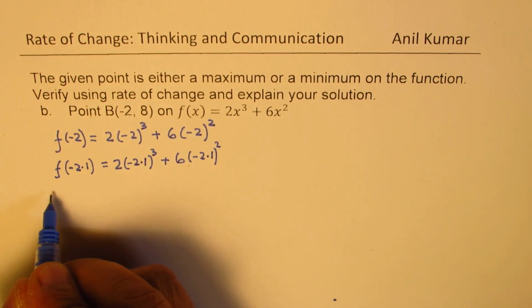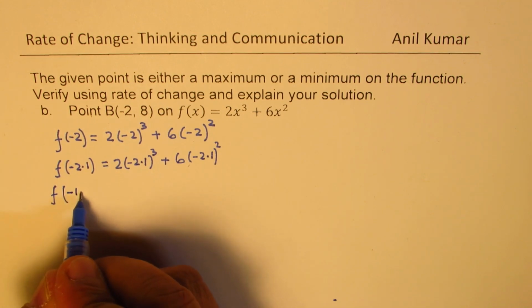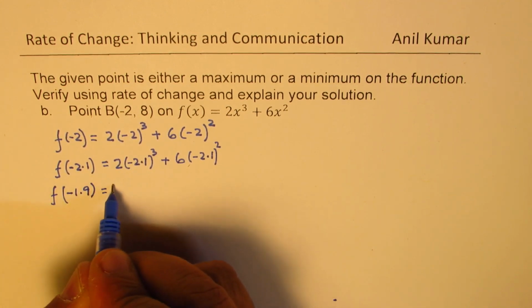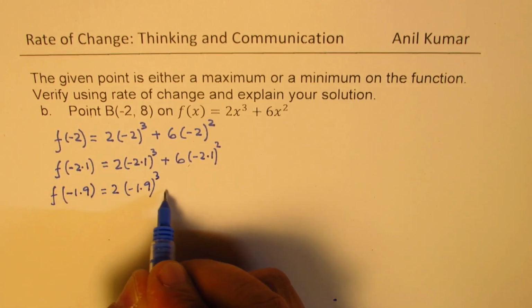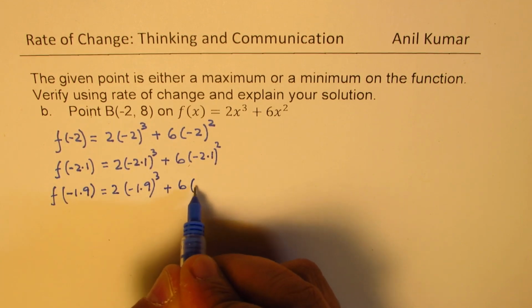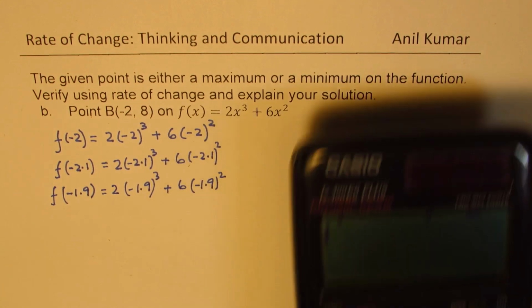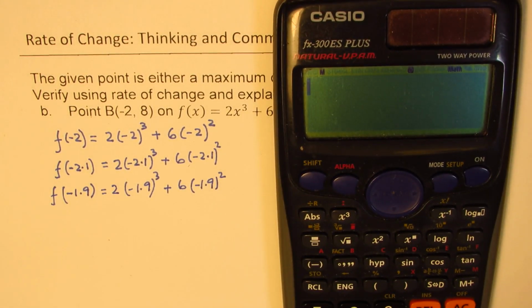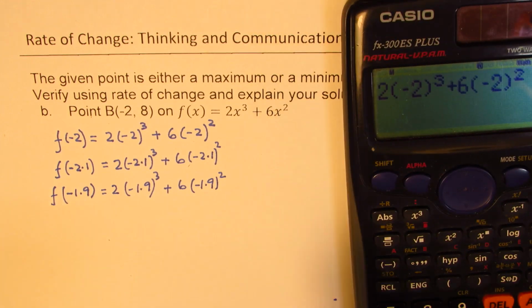We'll use a calculator to figure out these values. And on the right side, it will be -1.9. At that point, we'll substitute -1.9 in the function to get this value, correct? Now let's use the calculator to find all the values. So first is 2 times (-2) cubed plus 6 times (-2) squared. So the first value here is 8.